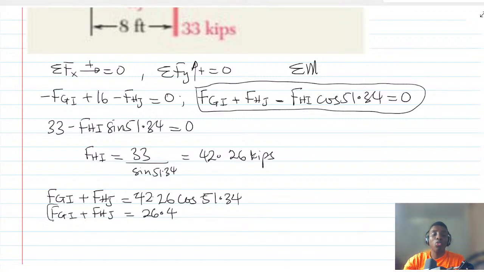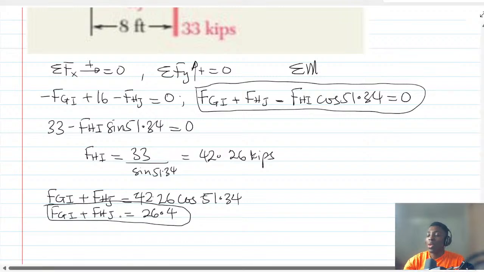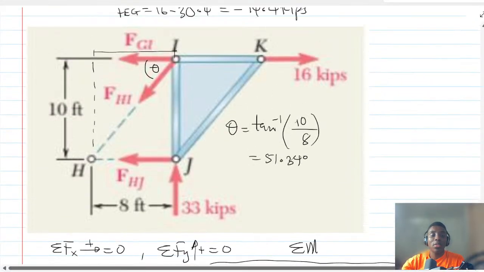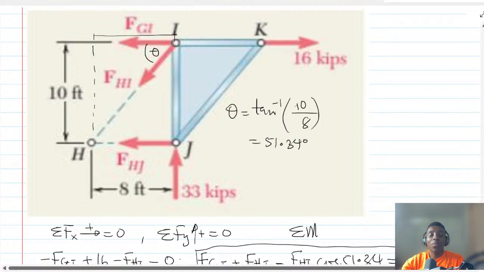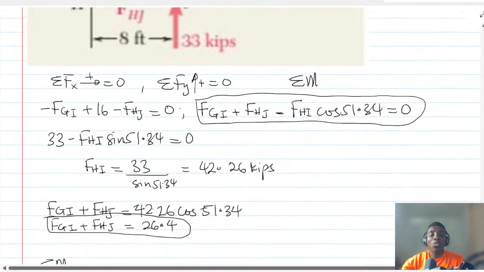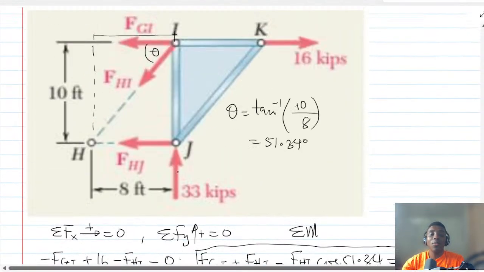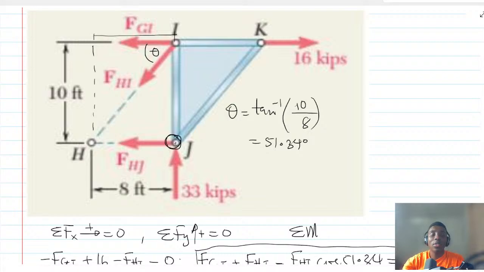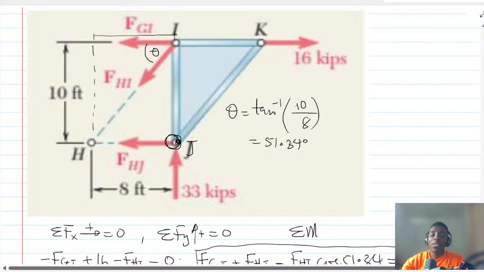So we have two variables with one unknown. So therefore, we need to sum moment. Now, to sum moment, you have to sum moment about J, so that it will eliminate FHG. Okay, so let's sum moment about J.